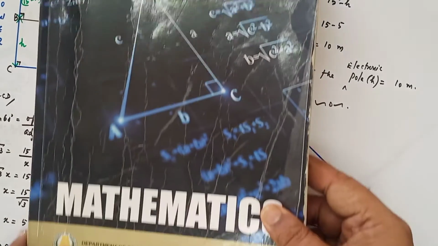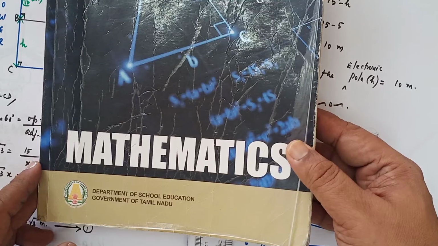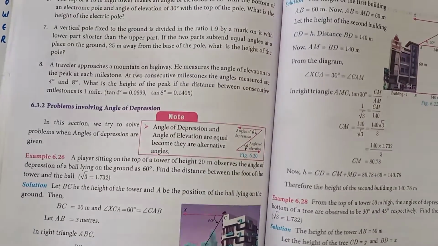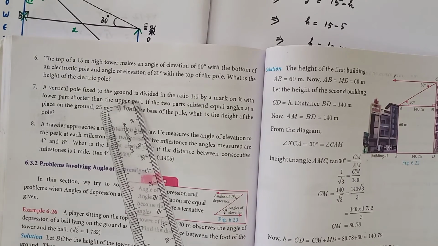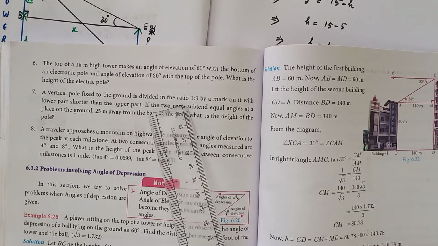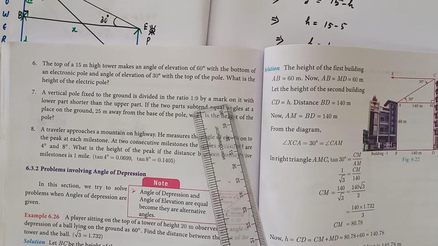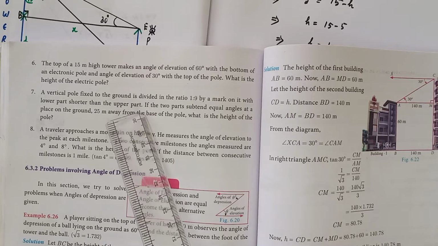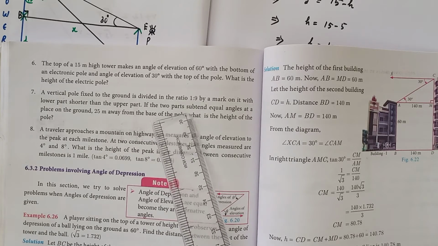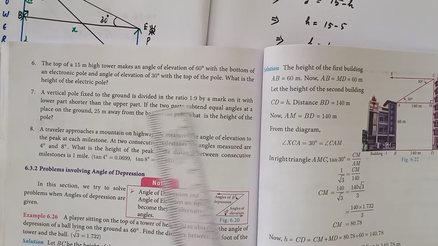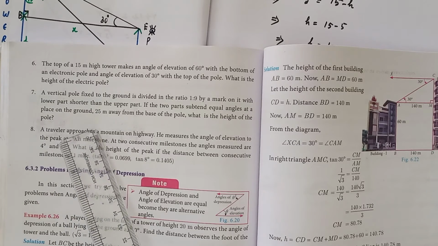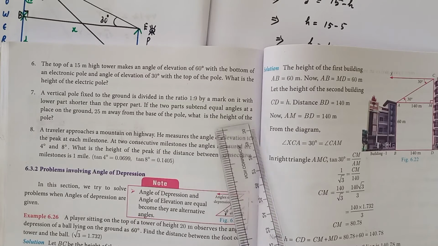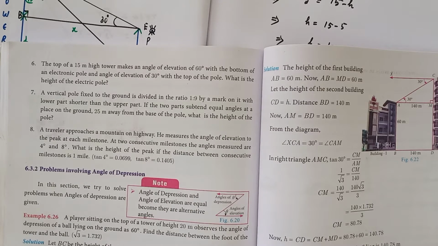10th standard mathematics chapter number 6, continuation of exercise 6.2. Now problem number 7. A vertical pole fixed to the ground is divided in the ratio 1:9 by a mark on it with the lower part shorter than the upper part. If the two parts subtend equal angles at a place on the ground 25 meters away from the base of the pole, what is the height of the pole? That is the question.